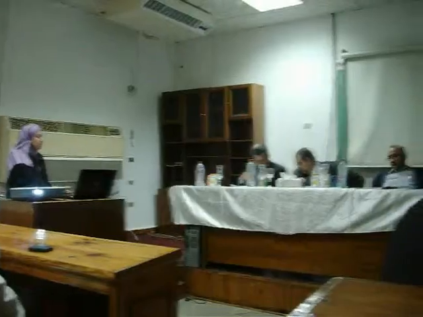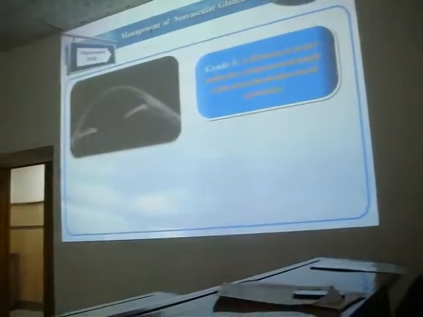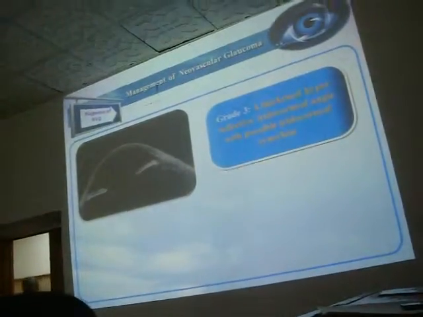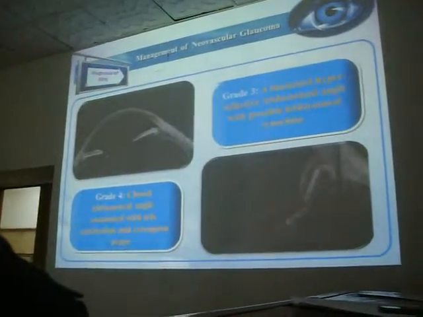Grade 3 is a thickened, hyperreflective iridocorneal angle with possible peripheral anterior synechia. Grade 4, closed iridocorneal angle. There is iris contraction, ectropion uveae.